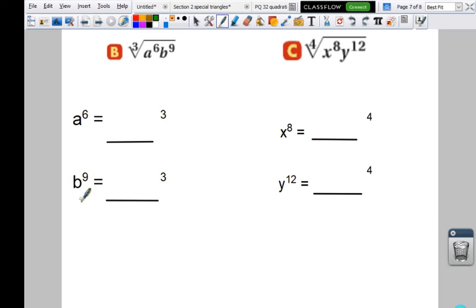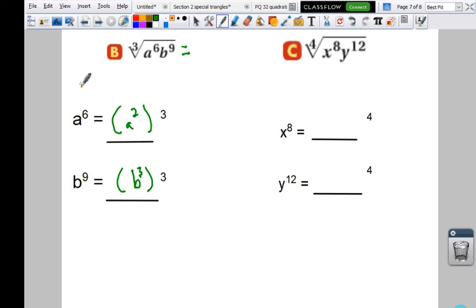Alright, let's look at this next one. On part B, I am going to take the third root of a to the 6th, b to the 9th. I'm going to rewrite a to the 6th as something in parentheses to the third power, because the index of 3 is going to cancel out my exponent of 3. So it's going to be a squared, right? Alright, how about b? B cubed, right? 3 times 3 is 9, b to the 9th, perfect. So it would just be a squared, b cubed.